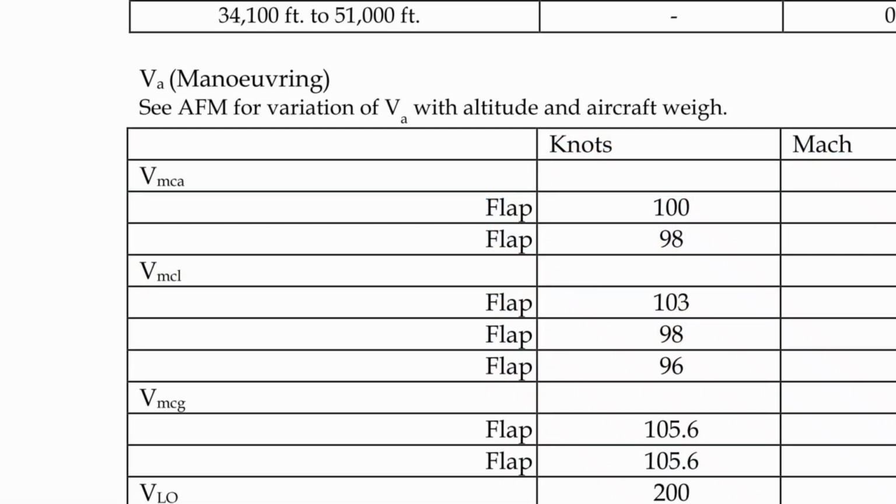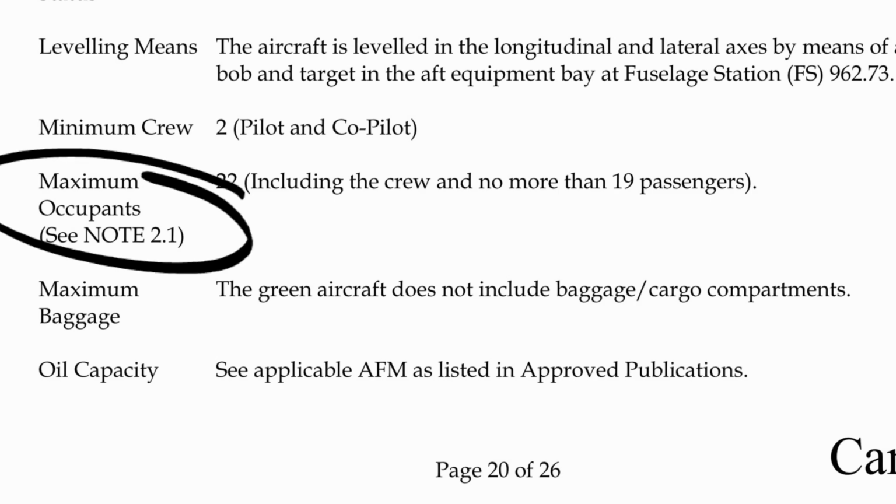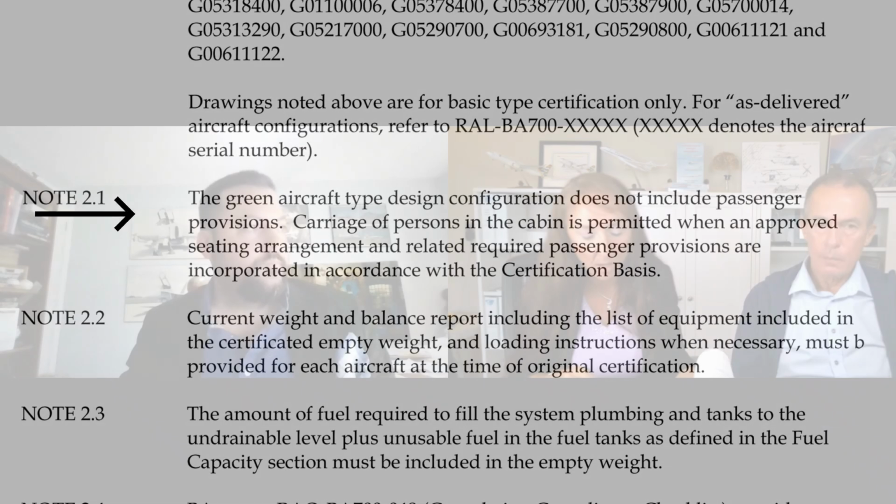Now another part that might be a little tricky, particularly for business jets, is the maximum occupants. So here they say 22, including the crew, and no more than 19 passengers. And they reference a note 2.1, which is on page 25. What I find interesting is that they say carriage of persons in the cabin is permitted when an approved seating arrangement and related required passenger provisions are incorporated in accordance with the certification basis. Would you like to make some comments on this?